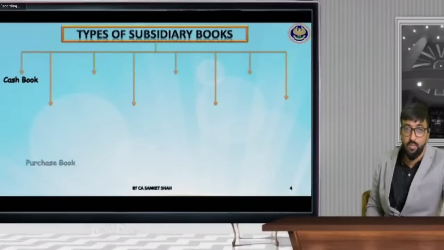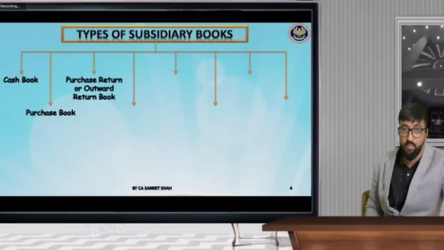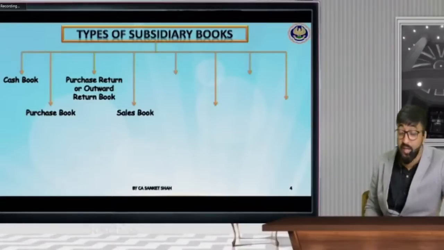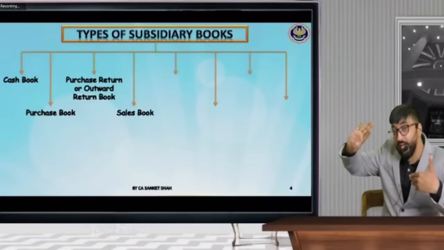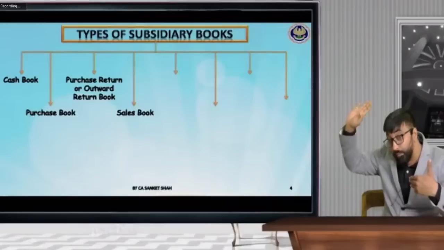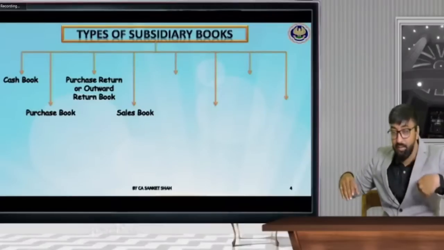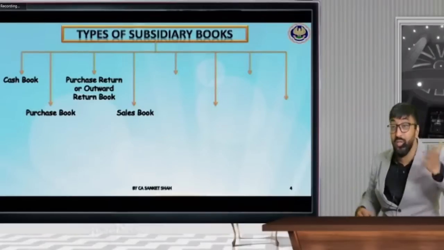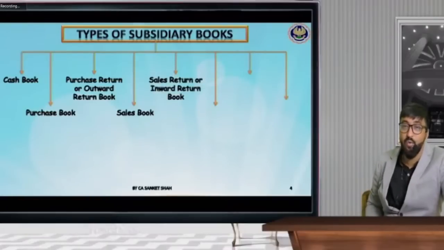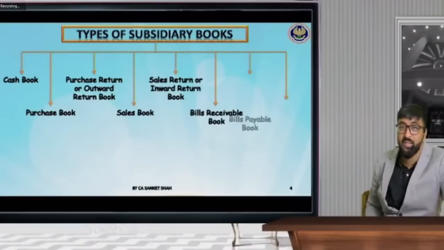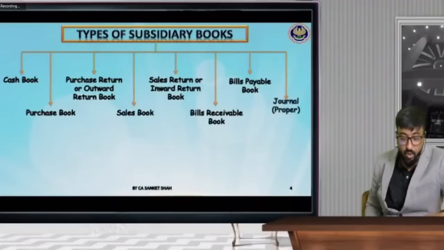Cash book, purchase book, purchase return or return outward. Return outward means purchases that you now return. And sales return: I sold, but it's returned, so it is return inward. Sales book, sales return or return inward. Bills receivable book, bills payable book. And the last one is the journal proper.